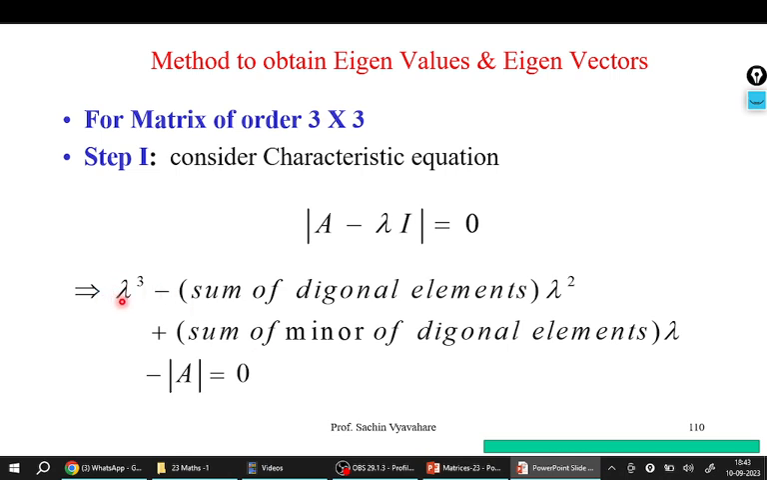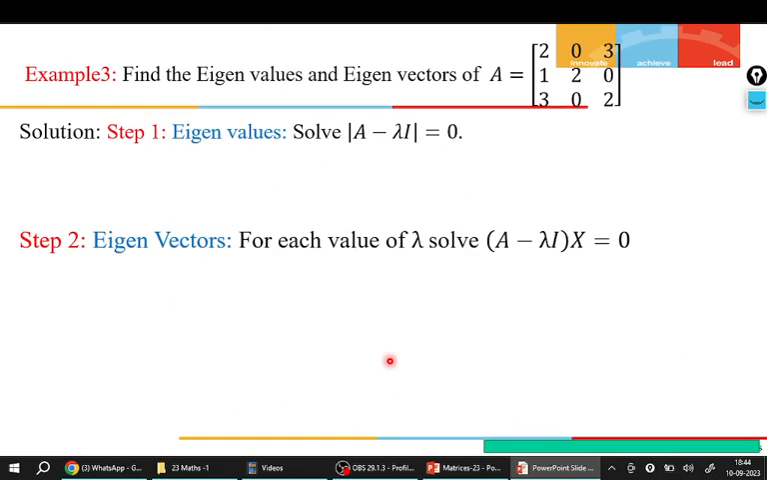The formula says: lambda cube minus the sum of diagonal elements into lambda square, plus the sum of the minors of the diagonal elements into lambda, minus determinant of A, equal to 0. We'll discuss the minors of the diagonal elements. These are similar to the inverse by adjoint method, where we require minors. So come to the example, it becomes more clear. The question is, find the eigenvalues and eigenvectors of this 3 by 3 matrix.